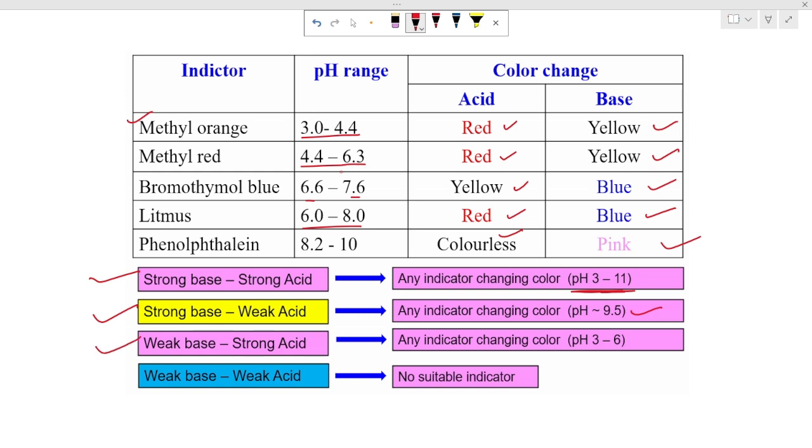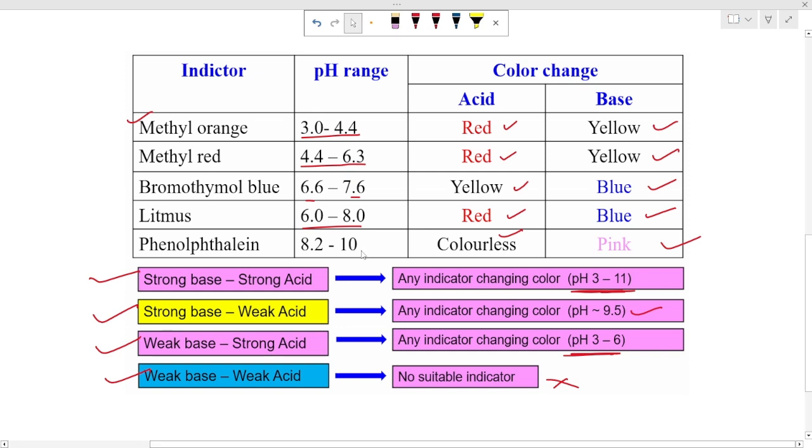Then weak base and strong acid titration is there. Any indicator which changes color in the range of pH 3 to 6 can be used, and methyl orange or methyl red is used as the indicator. And for weak acid and weak base titration, there is no suitable indicator which can be used, because there is no steep region observed in the titration curve of a weak base and weak acid.